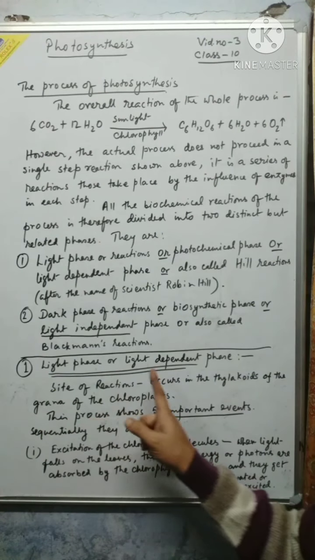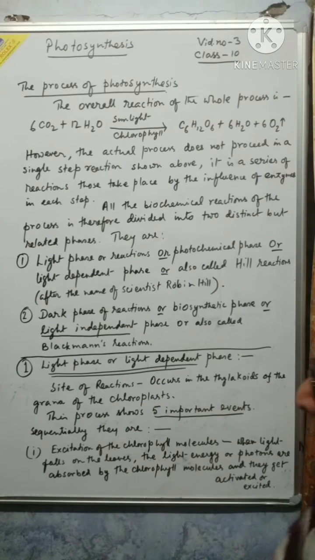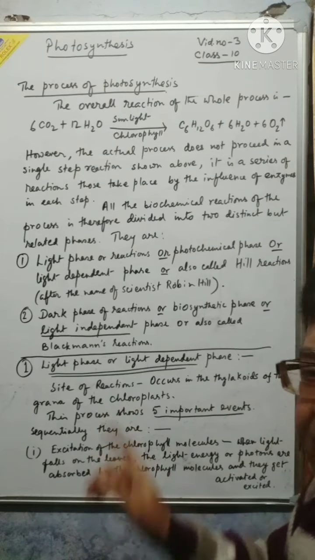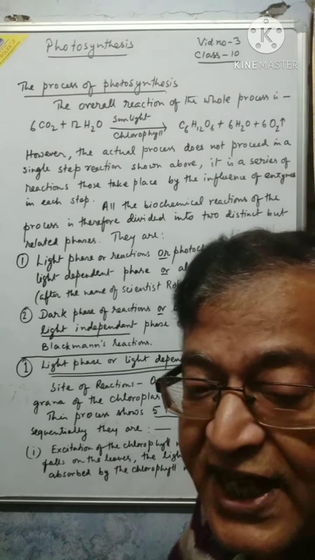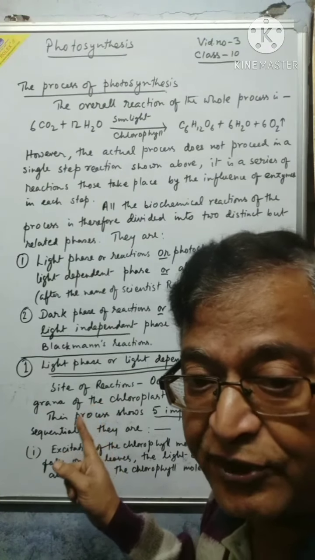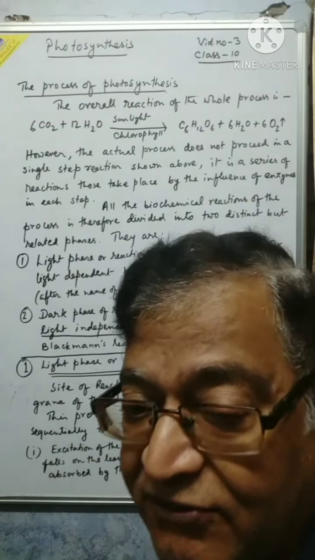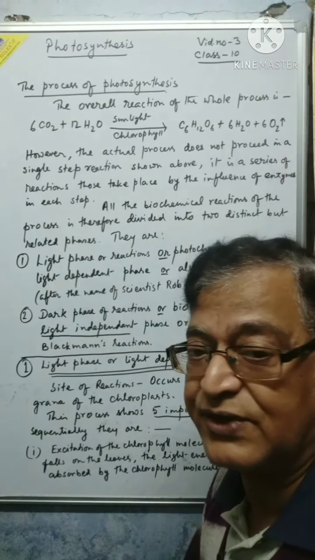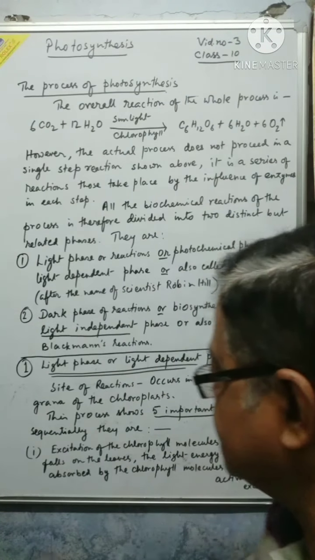Light phase or light dependent phase. Where does this reaction take place? That is the most important part that we have already discussed earlier when we discussed the machinery of photosynthesis, the chloroplast.